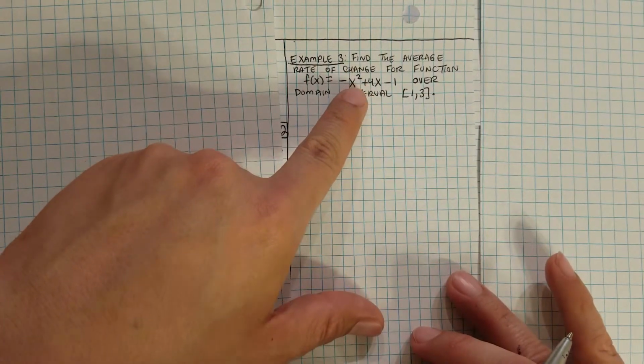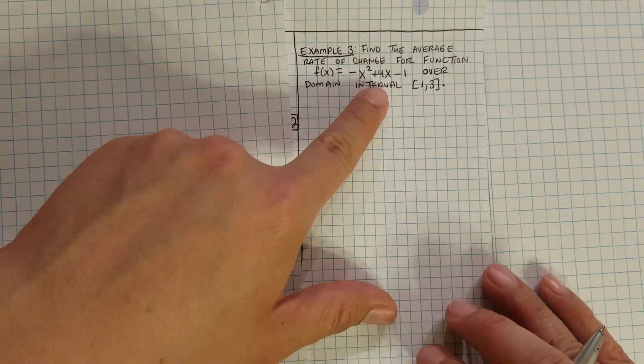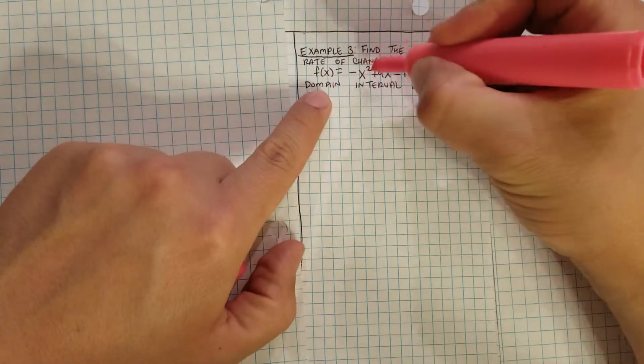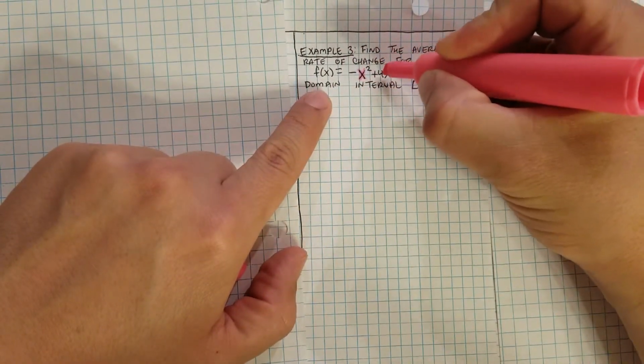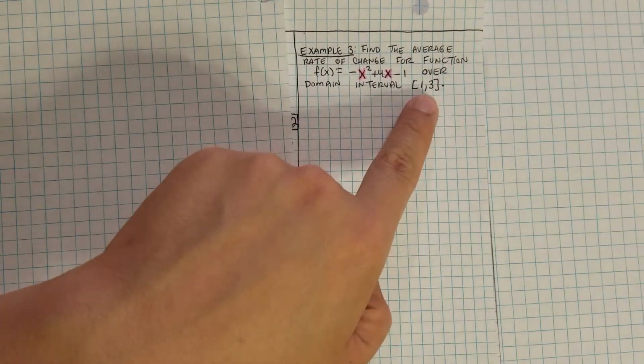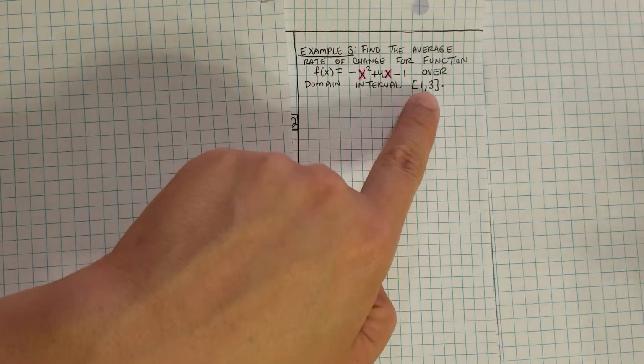In there. So in case you have more than one variable, make sure you're careful, because that means you actually have to plug it in more than once. So in this case, we have negative x squared plus 4x minus 1 as our function. We want to figure out what is the rate of change over the interval 1 to 3.